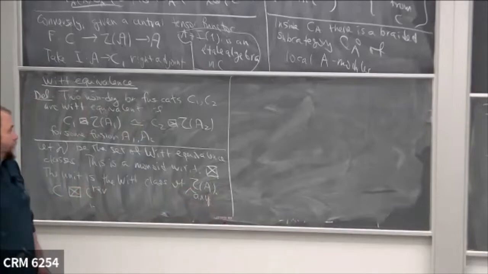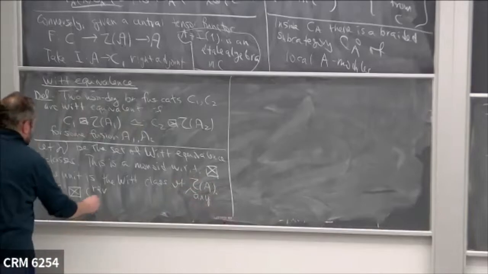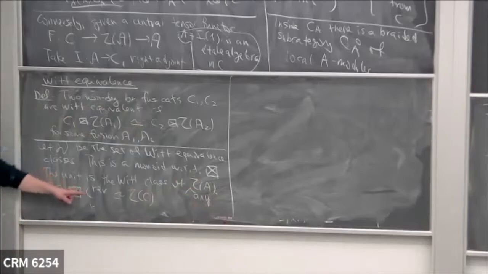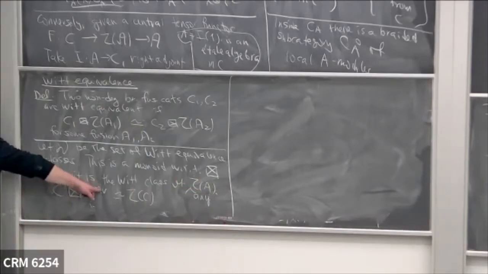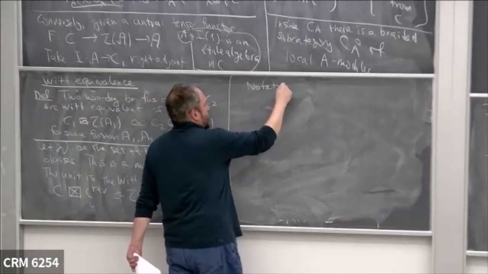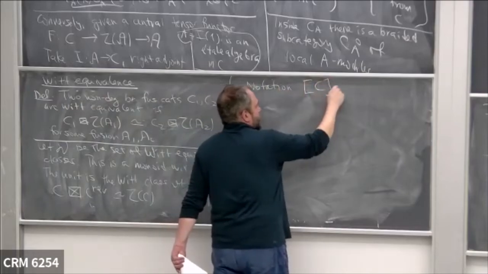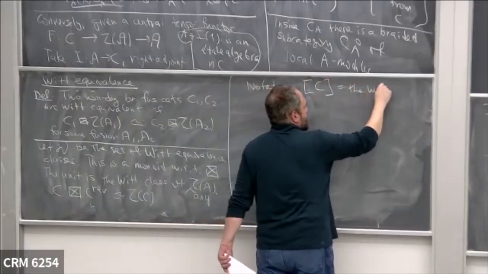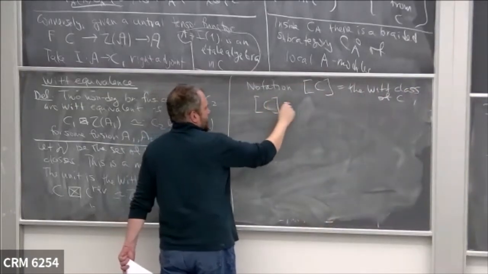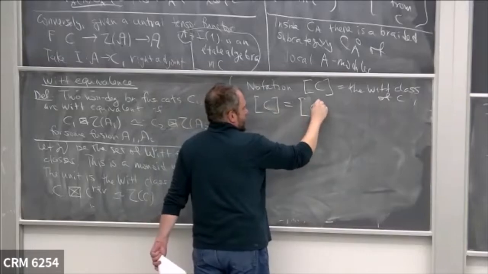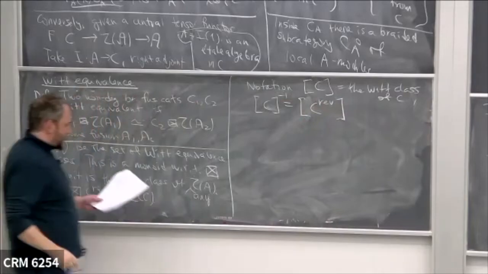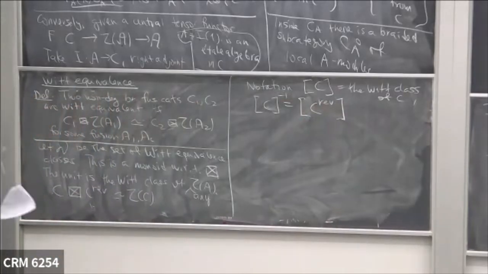That's the thing I had earlier today on the board, and this is the center of C. So in terms of Witt equivalence, for every C there is a reverse, so there is the inverse. Let's use this notation: we will denote the Witt class of C like this, and the inverse of the Witt class of C is the Witt class of the reverse.